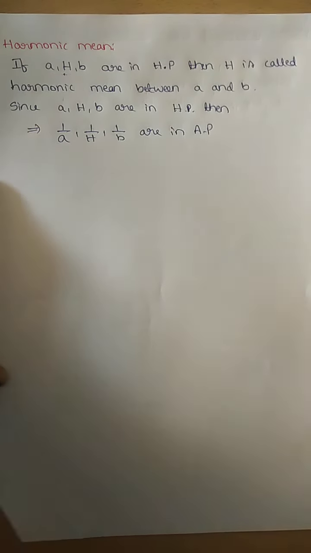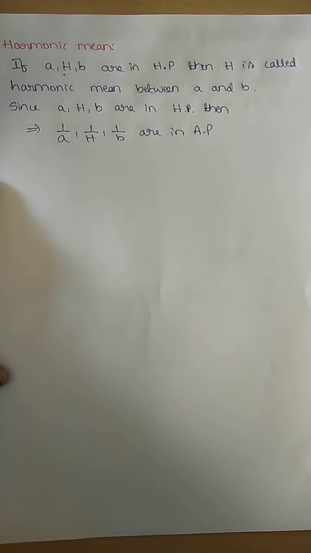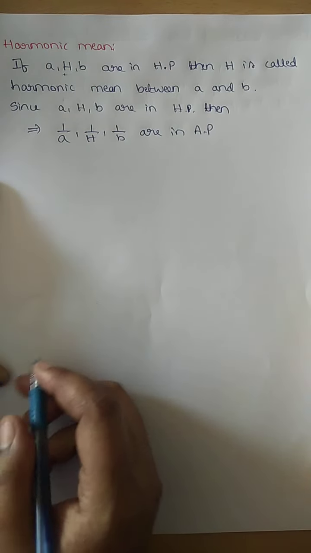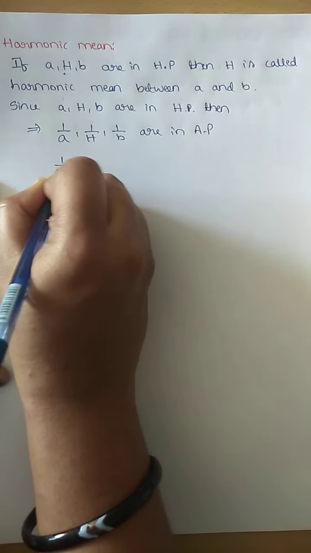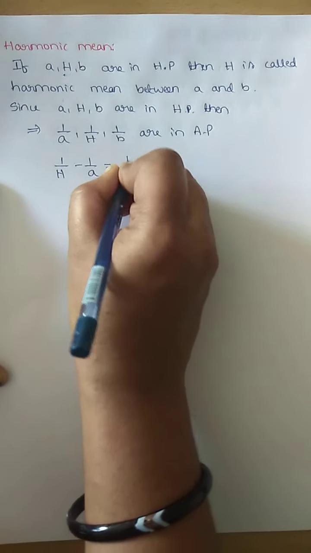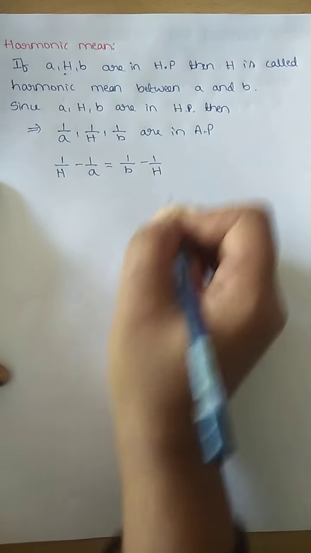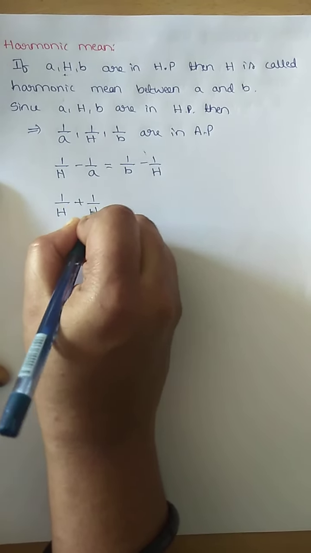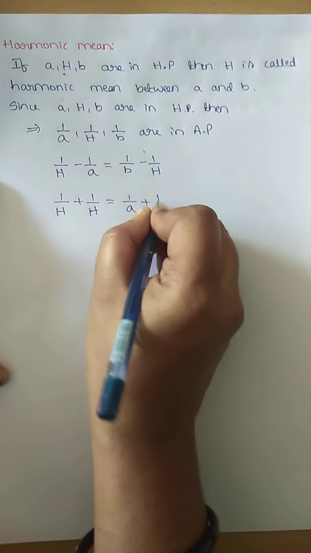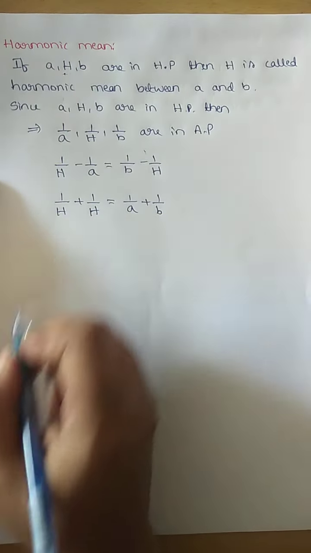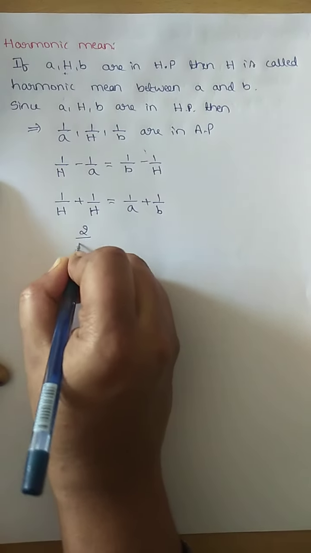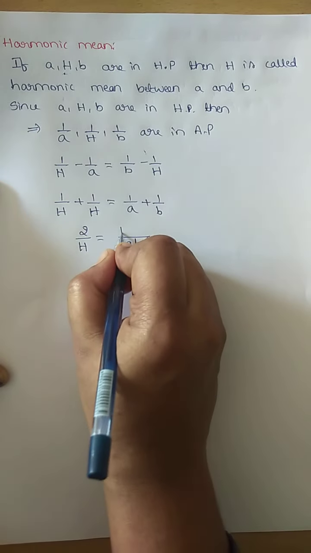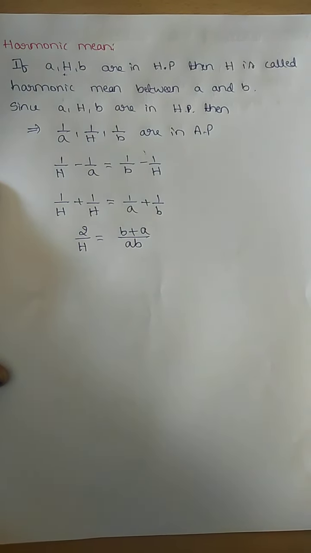Now 1 by A, 1 by H, 1 by B are in AP. AP means the difference between a term and its preceding term is constant. Means 1 by H minus 1 by A equal to 1 by B minus 1 by H. This minus 1 by H becomes plus: 1 by H plus 1 by H equal to 1 by A plus 1 by B. 1 by H plus 1 by H, that is 2 by H, equal to, AB is the LCM, 1 by A into AB, that is B, plus 1 by B into AB, that is A.